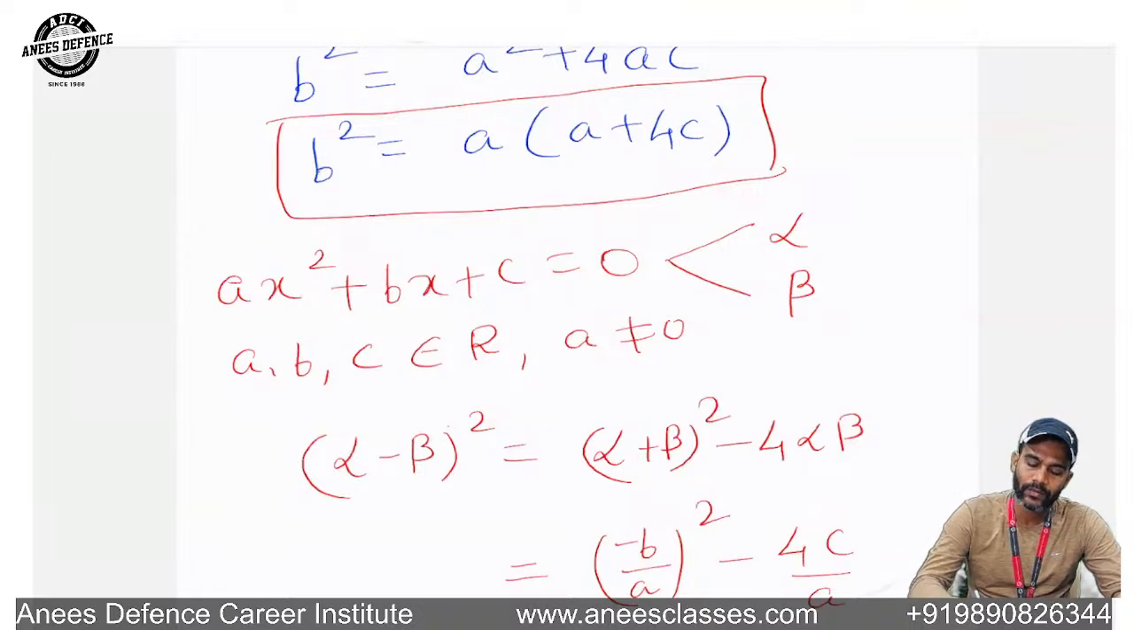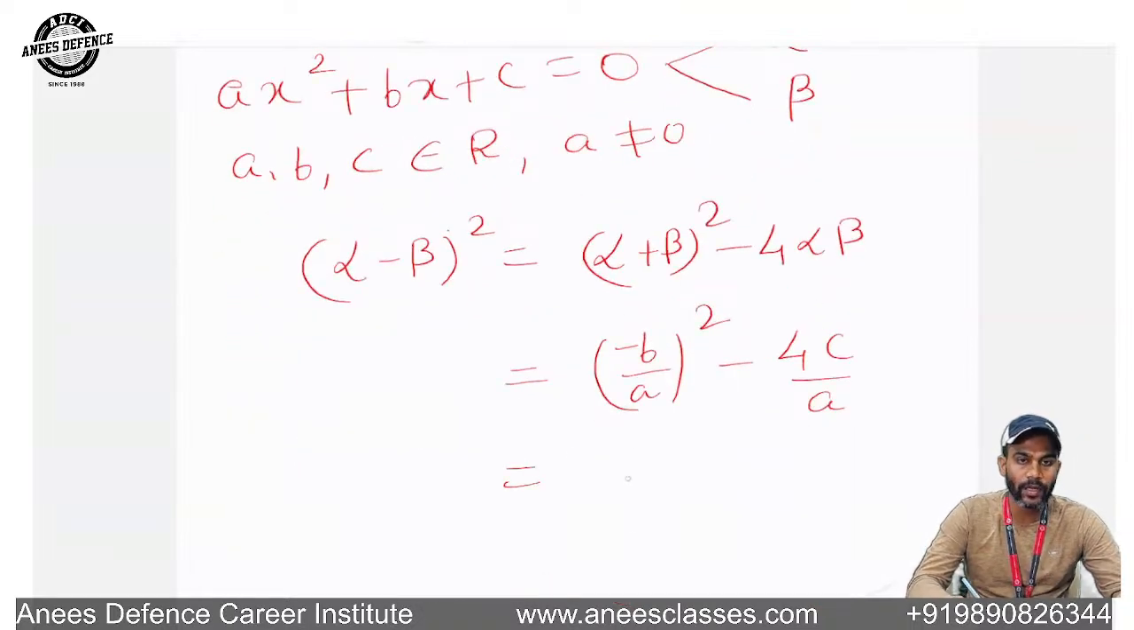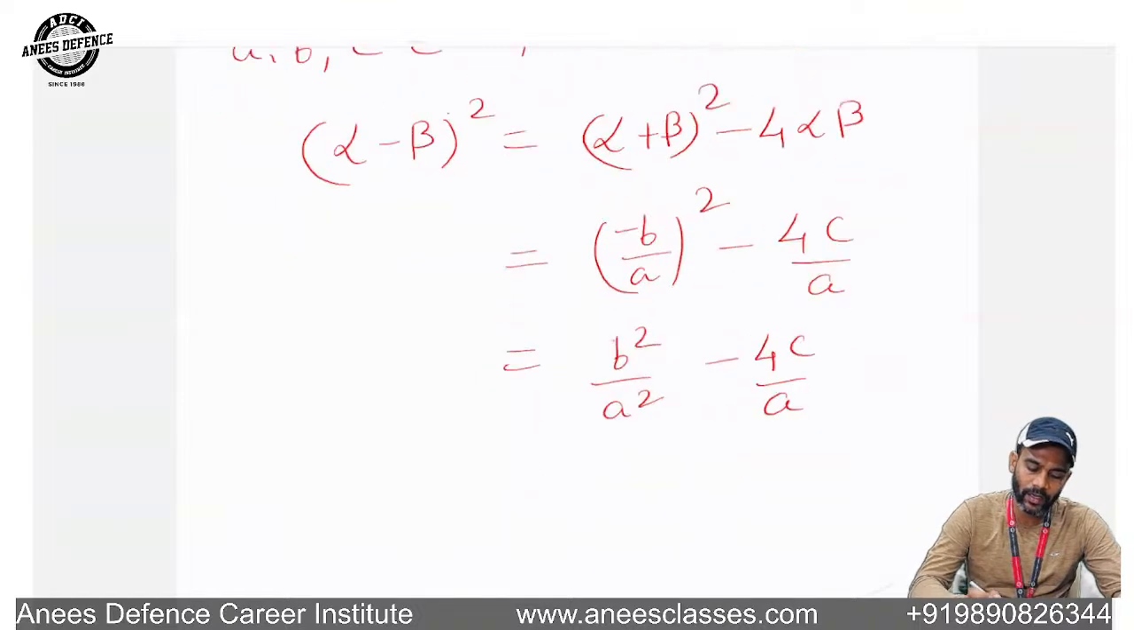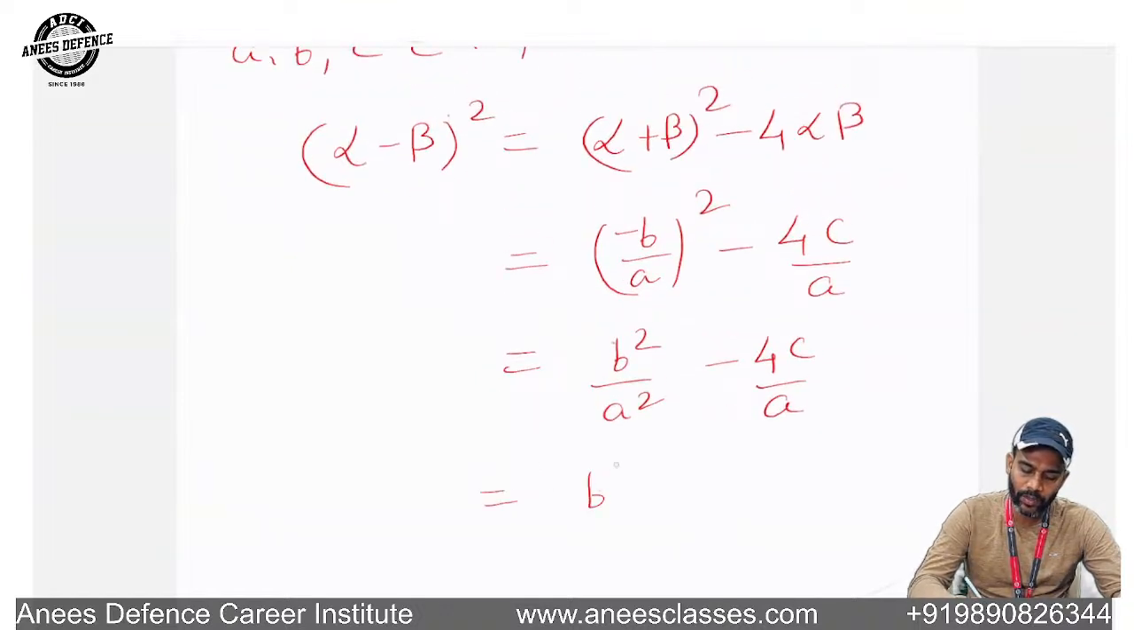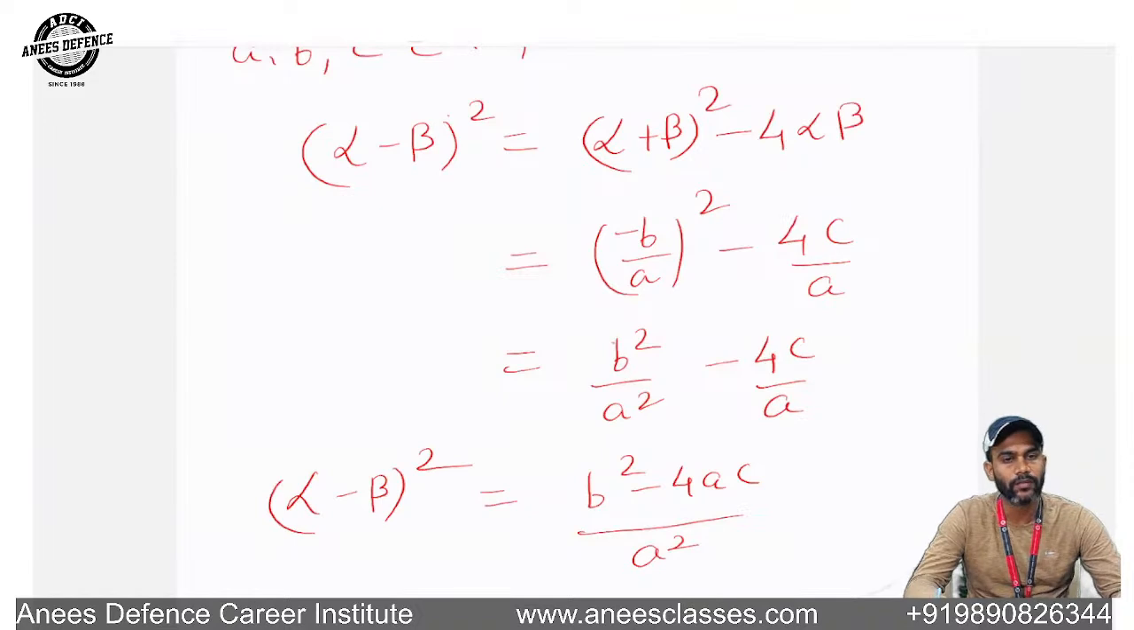Yes or no? So now what is minus b by a whole square? It is b square over a square minus 4c by a. I can write b square minus 4ac over a square. Yes or no? That is alpha minus beta whole square. Now taking square root on both sides, what will we get? Alpha minus beta, I'm talking about only difference, is equal to under root b square minus 4ac.